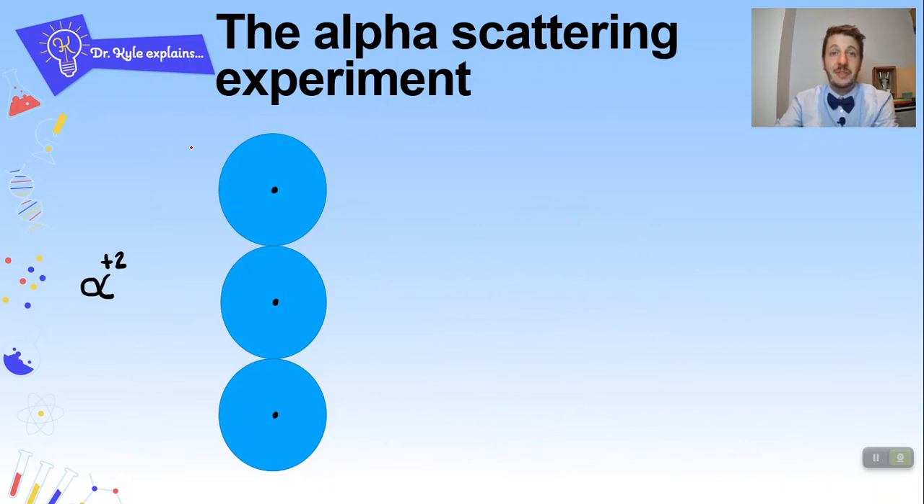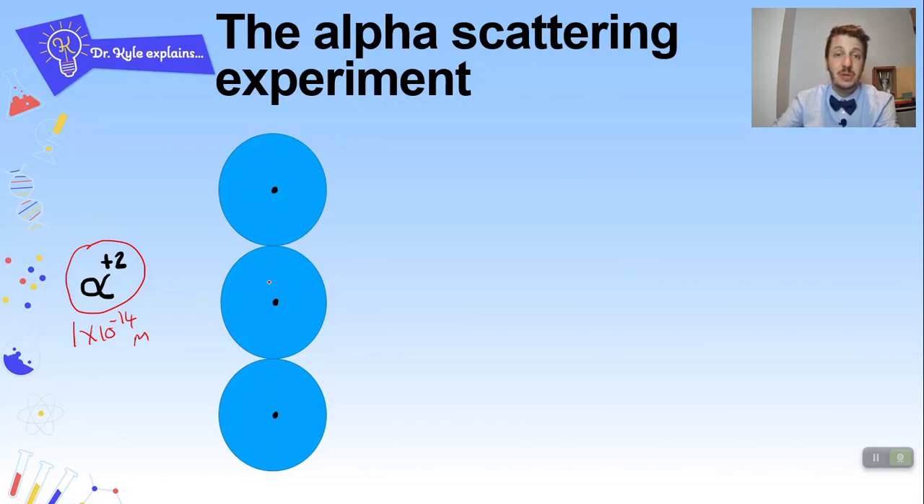Okay, so the alpha scattering experiment. This is an amazingly important experiment that led to the change of the way scientists viewed the atom. What scientists did was they took some alpha particles. Now, an alpha particle is essentially a helium nucleus. And remember, a nucleus of an atom has a size of 1 × 10⁻14 meters.